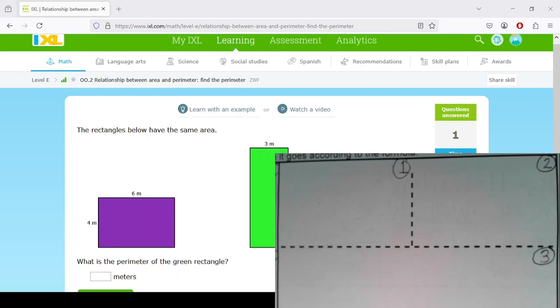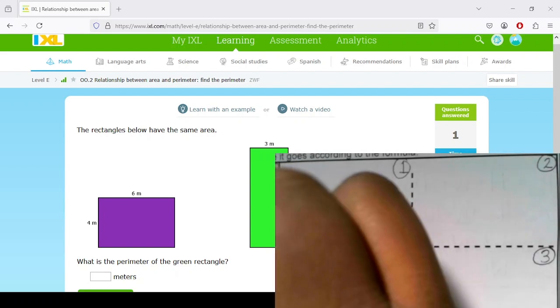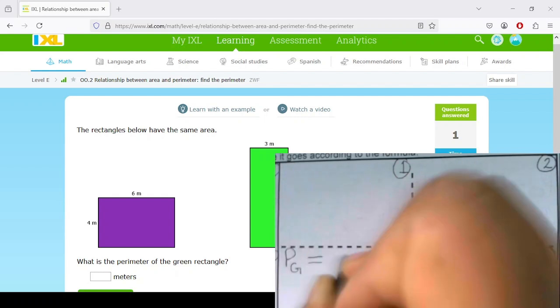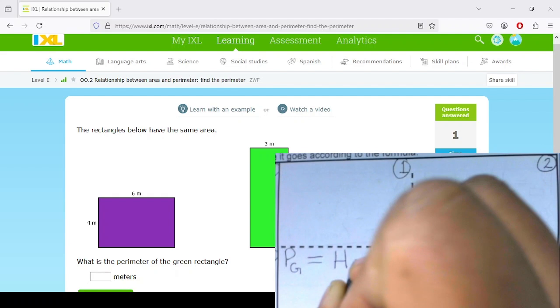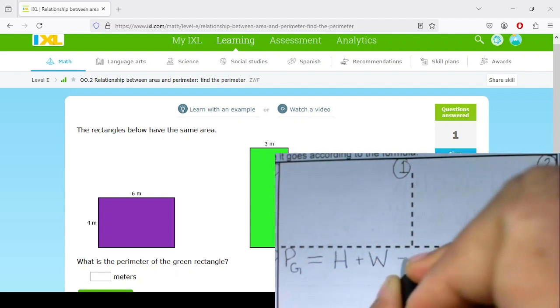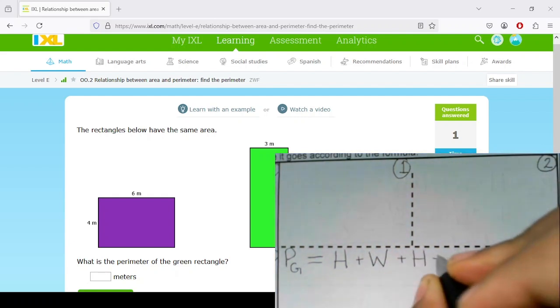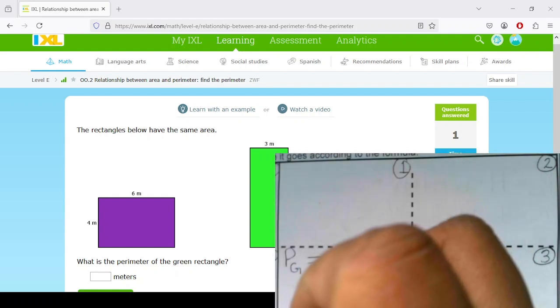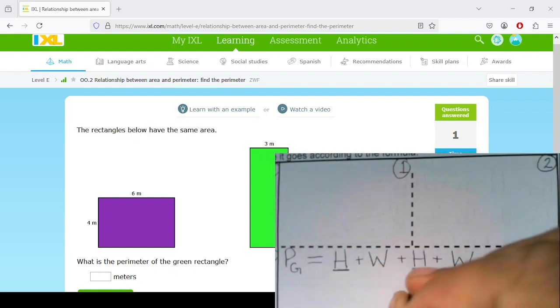So the rectangles below have the same area. And so I'm going to be starting with area. But my question is, what is the perimeter of the green rectangle? So my actual question, perimeter of the green rectangle, is calculated by adding up the height and width of every side. I do not know the perimeter. That's what the question is about. I do not know the height. That information is missing in my diagram. So this is the information that I need.